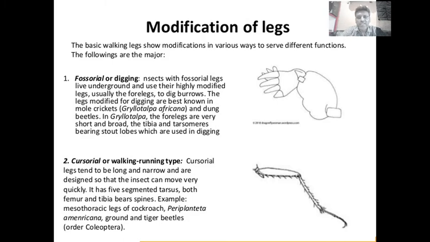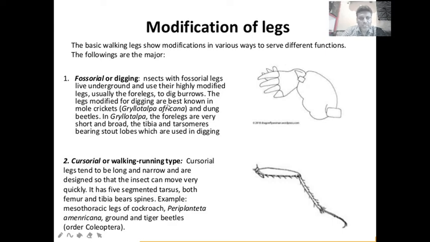Now modification of insect legs. Fossorial type. Fossorial means digging. They have well developed several claws. You can see the claws. They can dig the soil. They can make a burrow inside the soil. So they are called digging type of legs. Their tibia, tarsus and pretarsus are modified into claws. Several claws, and they dig the soil.